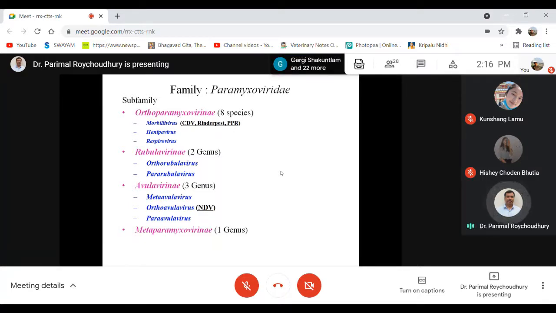Then Avulavirinae is another subfamily. Virinae, V-I-R-I-N-A-E, indicates this is a subfamily. This Avulavirinae includes an important poultry disease called Newcastle disease, NDV infection. And in the Orthoparamyxovirinae subfamily, we have the morbillivirus. This morbillivirus includes canine distemper virus, Rinderpest, and PPR, peste des petits ruminants morbillivirus infection.